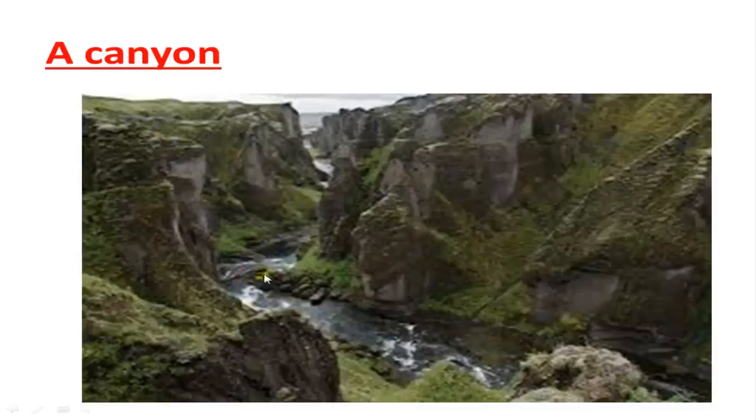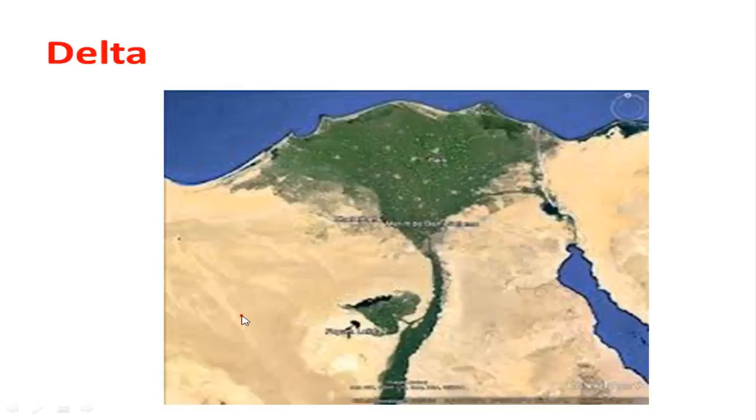A canyon, an area between two mountains. Delta, this is the river Nile, and here we have the delta. This is the delta, an area of land that the river divides. So the river divides the delta by the Rashid branch and the Dumyat branch, and here this is the delta. North coast, this area is the north coast.